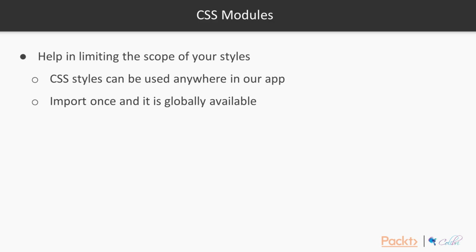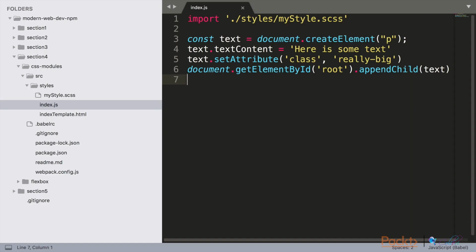And so CSS modules is a way of limiting the scope of where these styles can get to and how you use them. So I'm going to show you with some examples what it is and how it works. So what we've got here is a basic Webpack setup. It's very similar to the Webpack setup we looked at earlier. And I've got a little bit of code which says create a p tag, put some text in it, set a class really big and add it to the page.